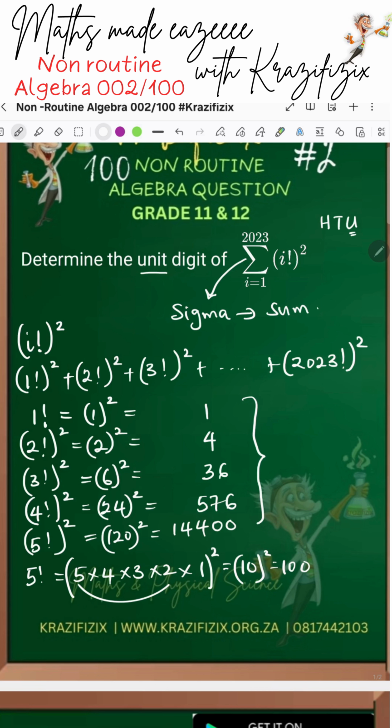1 plus 4 plus 36 plus 576 plus 14400. In fact, that one also will not really matter. All these other numbers will still have 5 and 2 multiplied together, which gives you 10, and when squared, all other numbers will also end with 0, 0. We want the unit digit. So the unit digit is 7.